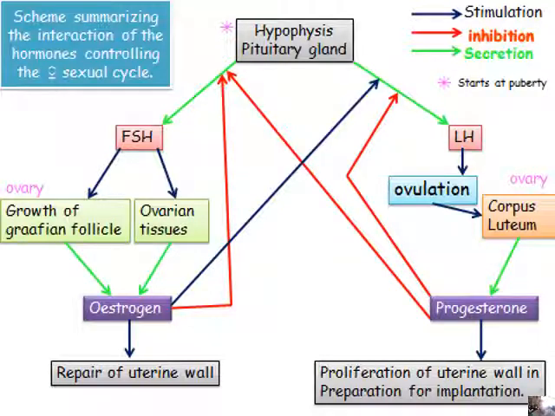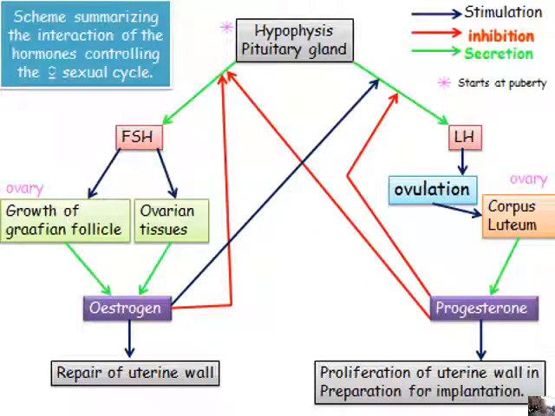That corpus luteum secretes progesterone, and that progesterone causes the proliferation of the uterine wall in preparation for implantation. Okay, so it's going to allow for the fertilized egg, if fertilization does occur, to actually implant into the wall of the endometrium, and that is then going to allow for implantation to occur where the baby can grow.